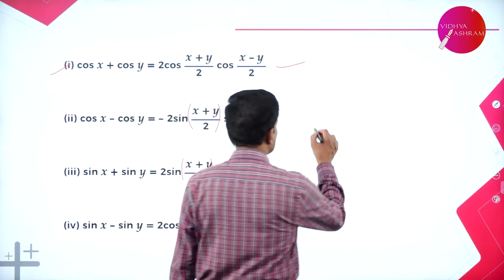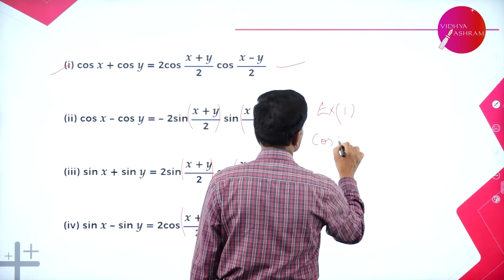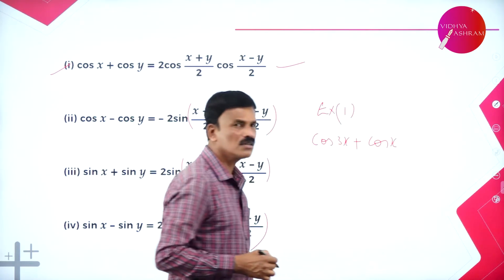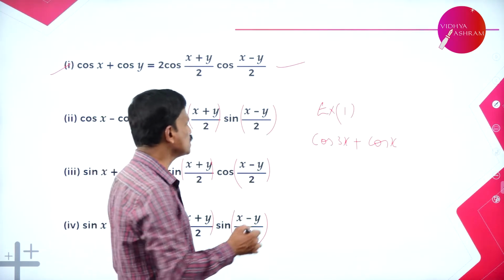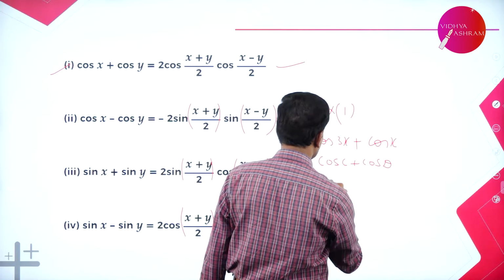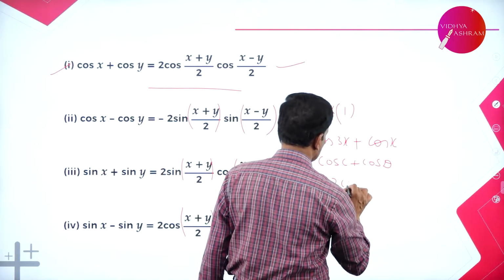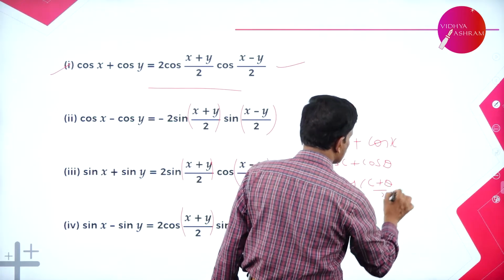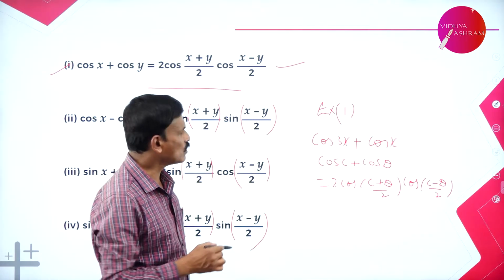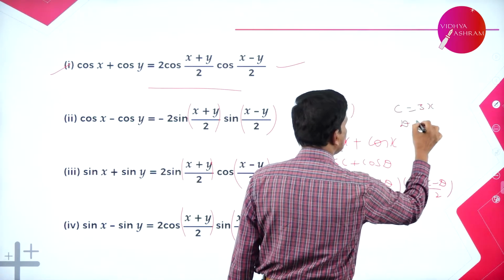Now, let us consider example number 1. Find the value of cos 3x plus cos x. Suppose you want to simplify cos 3x plus cos x. This is of the form cos C plus cos D. What is the formula for cos C plus cos D? cos C plus cos D is equal to 2 cos((C plus D)/2) into cos((C minus D)/2). Comparing with cos C plus cos D, the value of C is equal to 3x and D is equal to x.